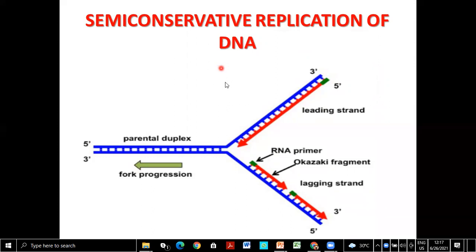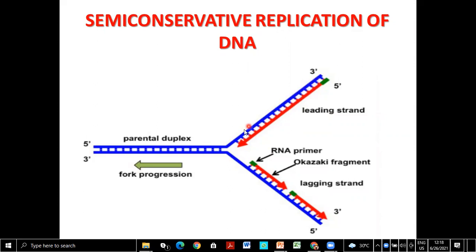So we have learned everything. Now, why is it semi-conservative? Semi-conservative replication of DNA. First let us understand why it is semi-conservative replication, and then we will go to an experiment performed by two scientists, and they proved that DNA replication is semi-conservative. So let us revise what we have learned.